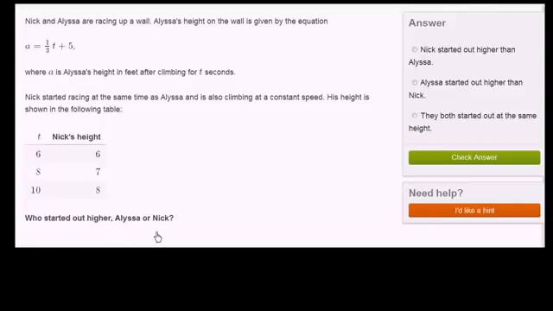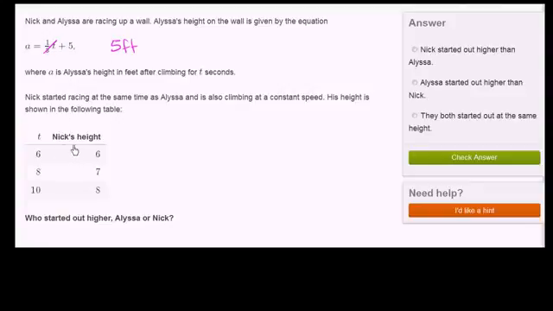So to figure out their starting position, we just need to figure out what was their height at time equals 0. That's when this whole race started. For Alyssa, it's pretty straightforward. When time is equal to 0, you have 1/3 times 0 plus 5. Well, that's just going to be 5 feet. So Alyssa's starting position is at 5 feet when time is equal to 0.